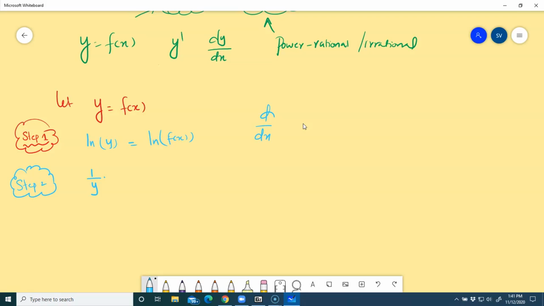So here it is 1 over y, because ln of y, the derivative of log x is 1 by x, and y is another function, so I need to find the derivative of that too, so y dash. So 1 by y times y dash is equal to, then the other side you have to find the derivative.